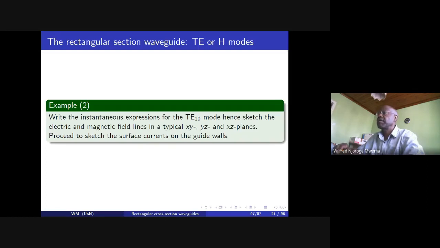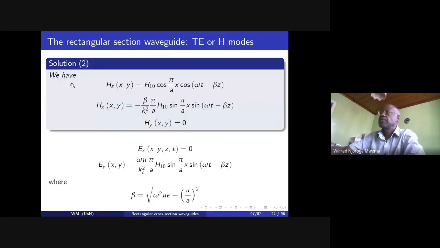Hence, we sketch the electric and magnetic field lines in the typical XY, YZ, and XZ planes, and then proceed to sketch the surface currents on the guide walls. The first thing we do is use the solutions that we have already obtained, multiply them by the exponent of j omega t, remembering that we had a beta z as well, and take the real part thereof. Once we do that, we get that Hz of x, y is given by H10 cosine of pi by a x, multiplied by cosine of omega t minus beta z. And we have only one transverse component, Hy equal to 0, and therefore we have a minus beta by kc squared, pi by a, H10 sine pi by a x sine omega t minus beta z.